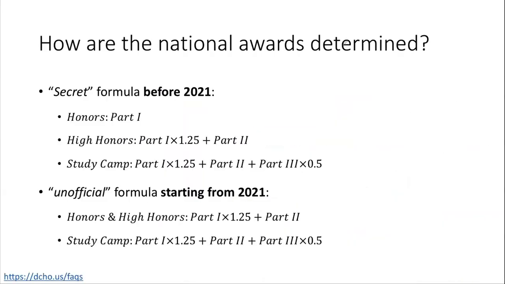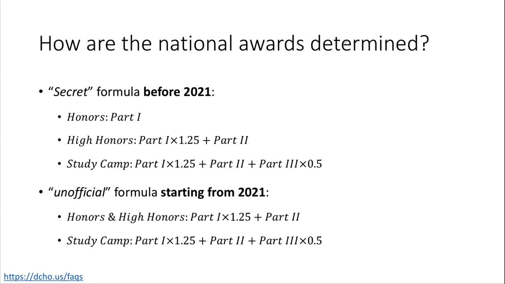And also, how are the national awards determined? We never get any official information or conclusion from the website, but we all believe there is some formula used by the USNCO. Before 2021, the equations are here. You guys can have a look. It's pretty interesting. They use a very different way to determine the honors, high honors, and the study camp.